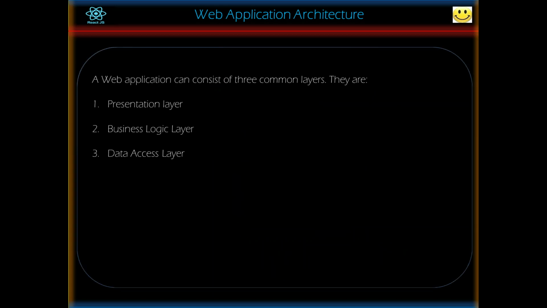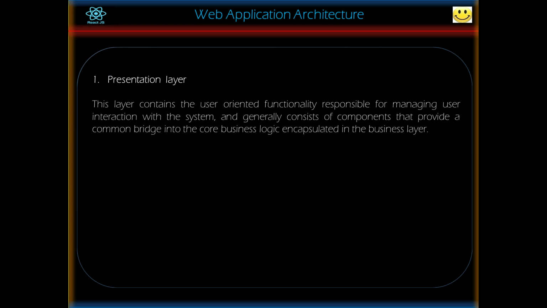A web application can consist of three common layers. They are presentation layer, business logic layer, and data access layer. Presentation layer. This layer contains the user-oriented functionality responsible for managing user interaction with the system. Generally, it consists of components that provide a common bridge into the core business logic encapsulated in the business logic layer.